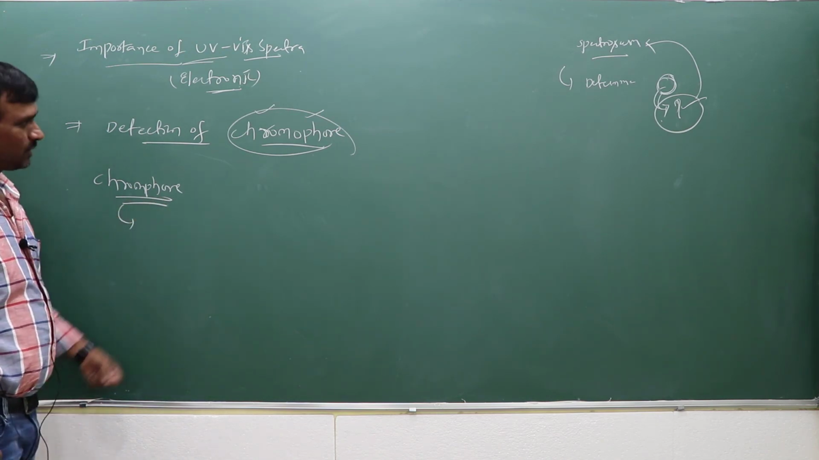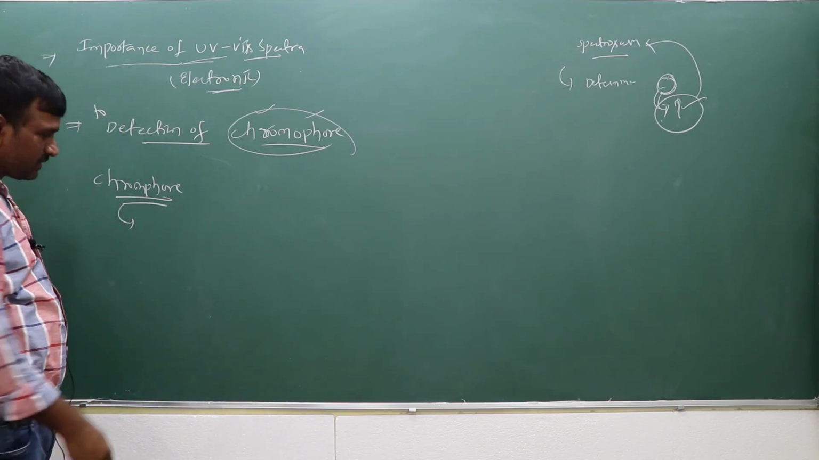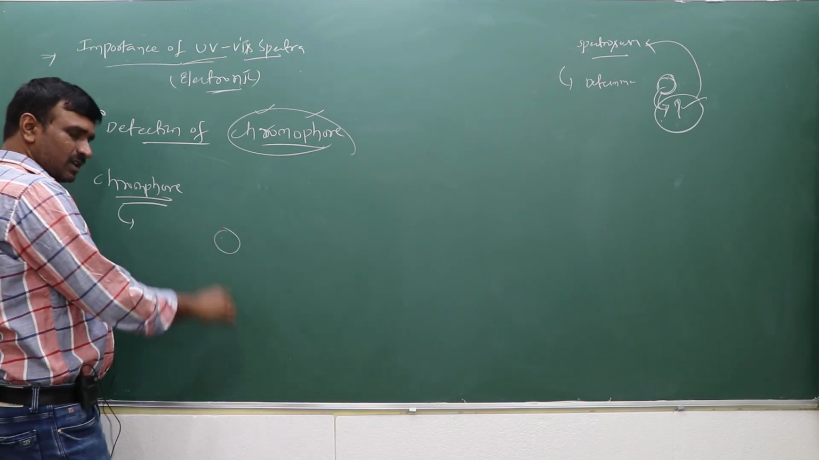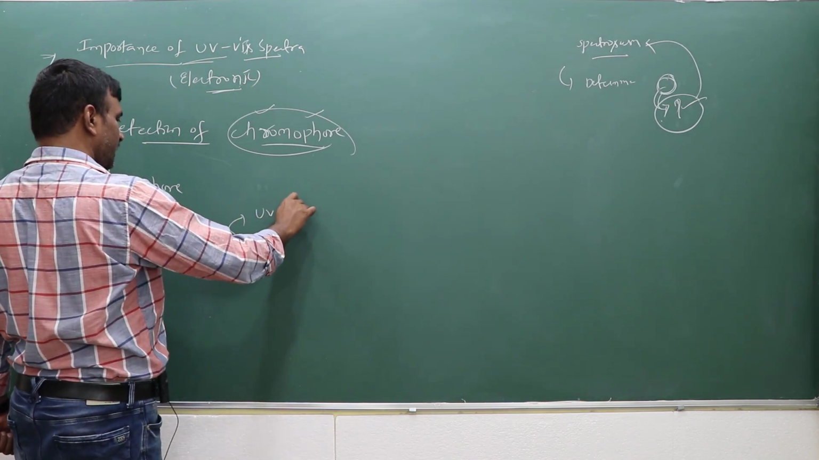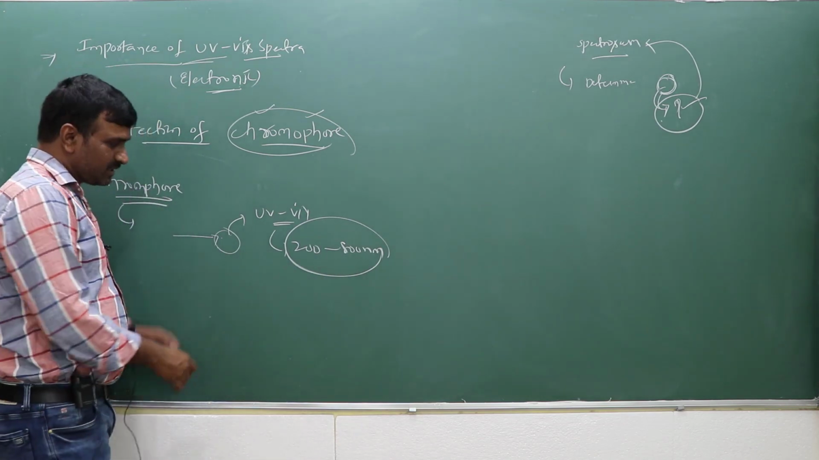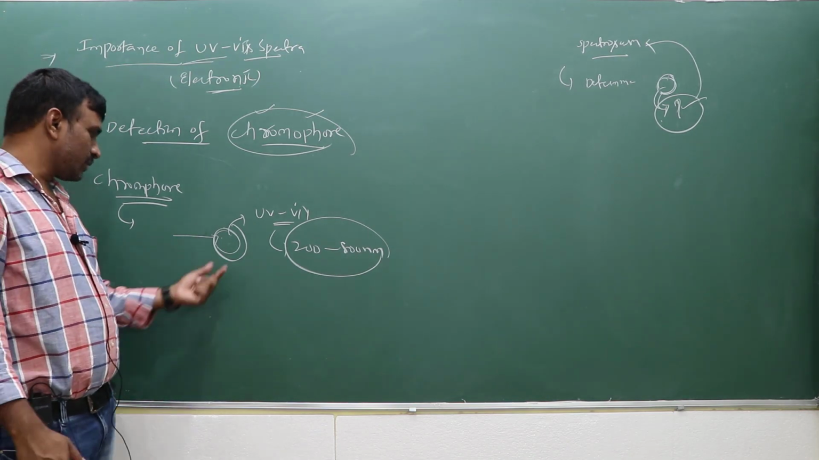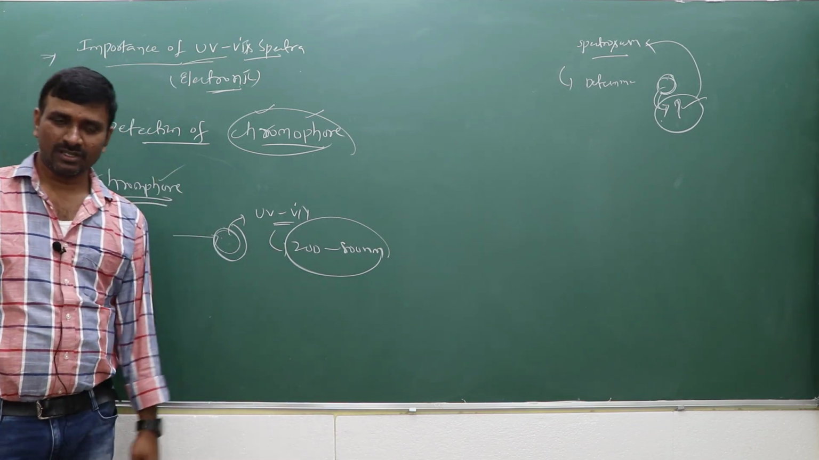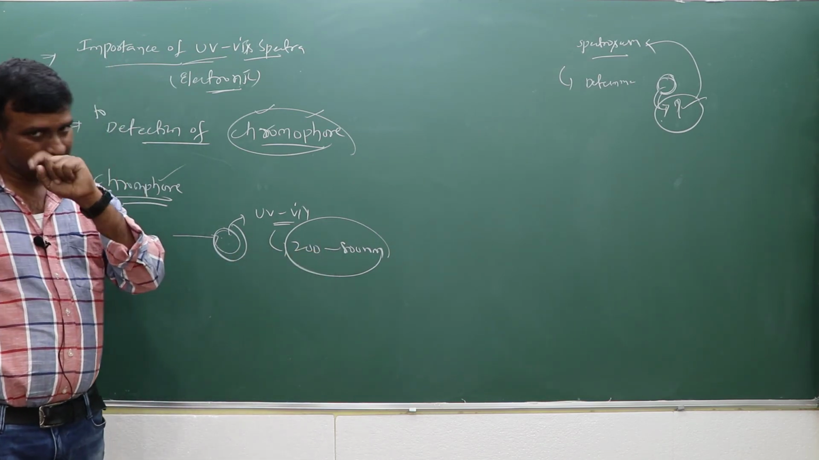What is a chromophore, and what is its importance? If there is a compound, a species, or a group which is capable of directly absorbing the UV visible range of radiation, that is 200 to 800 nanometers, then that group or species is called a chromophore, if it is capable of absorbing 200 to 800 nanometer radiation.